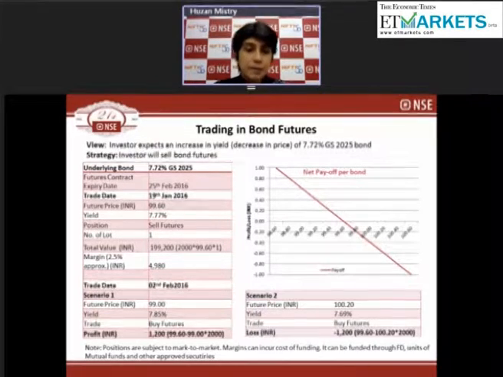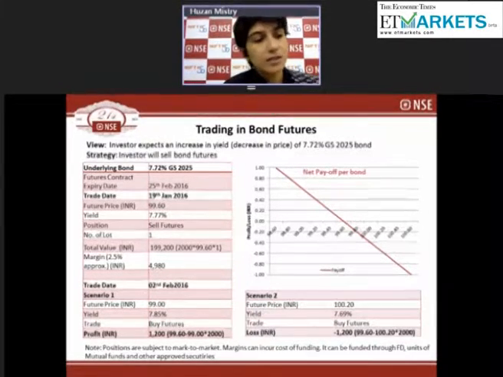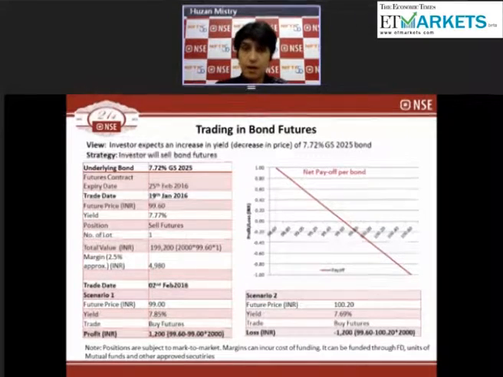Let's take an example where the investor expects an increase in yield, which would mean a decrease in price of the same bond, 7.72. On 19th January, we put on a trade for a contract expiring. The price yield is 7.77. You sell one lot. The value comes to 199,200. The margin at 2.5% is 4,980.